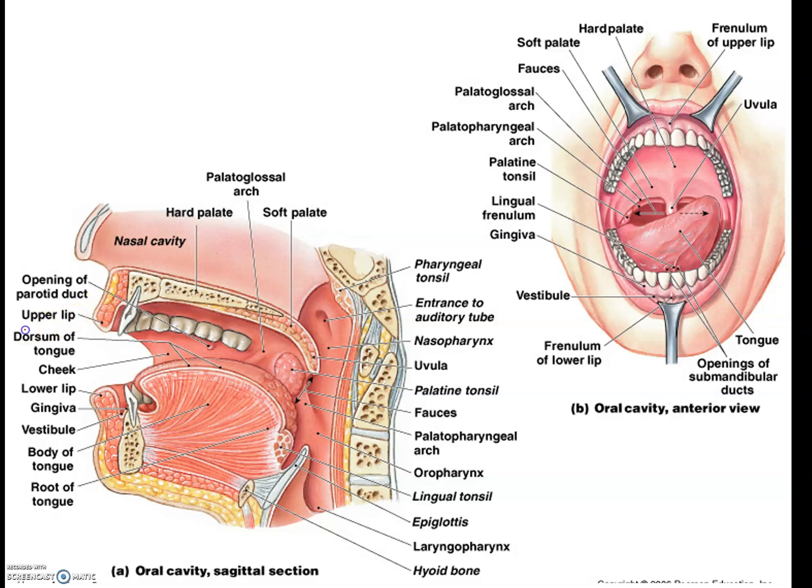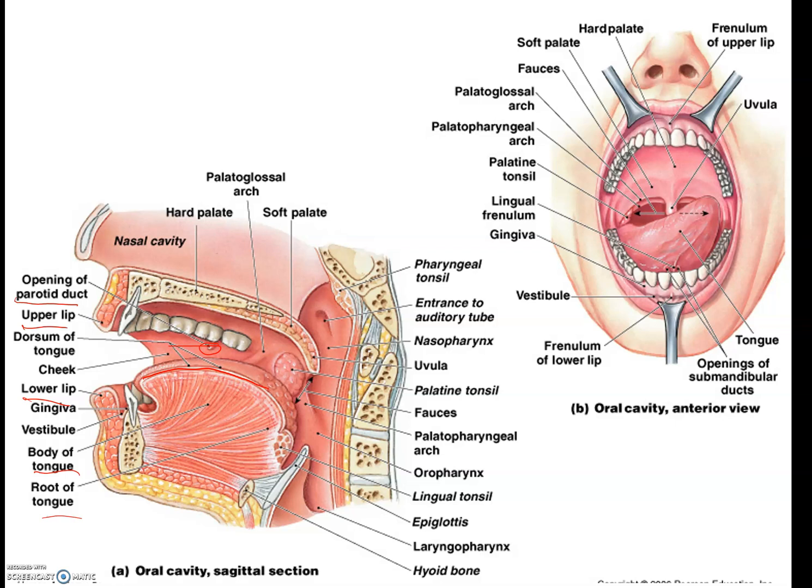We have the upper and the lower lips, which help protect the opening of the mouth. So we have the mouth itself here. Here's the tongue. The tongue itself is made up of a huge amount of muscle. So we have the body of the tongue, the root of the tongue. We have parotid ducts, the opening of the parotid duct right here.